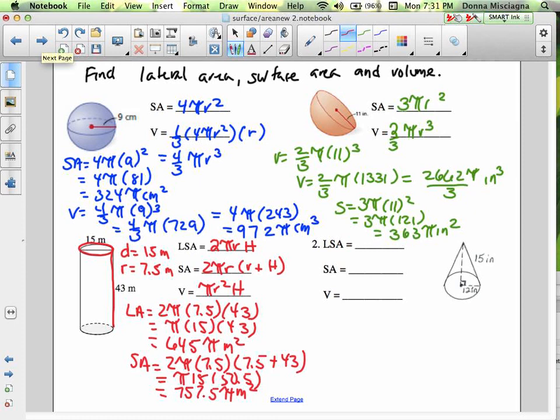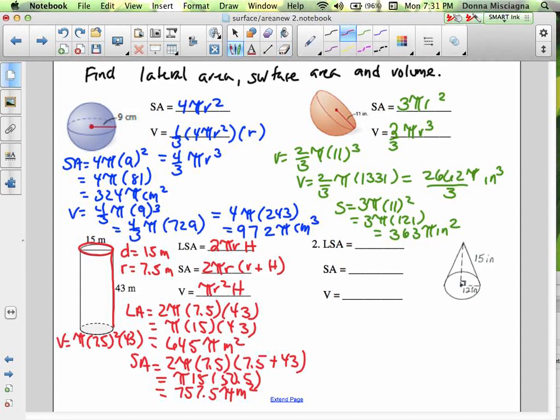And then last but not least, I wonder if this needed 3 pages. I think I have enough room for volume here. The volume is going to be pi times 7.5 squared times 43. I'd probably write that just a little bit nicer. So volume is pi times 7.5 squared times 43.